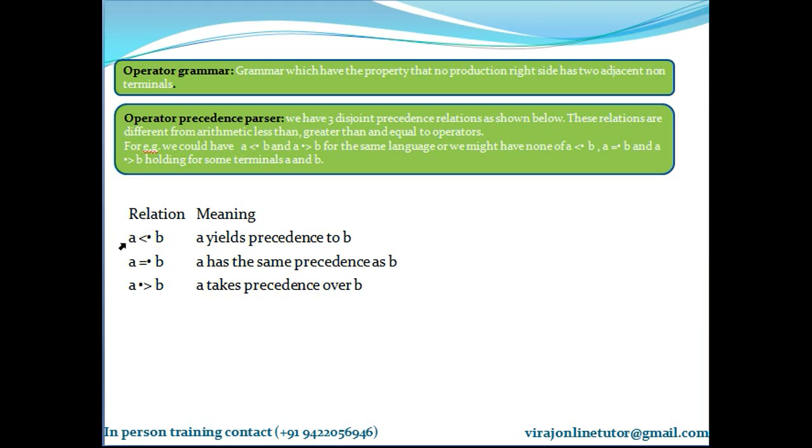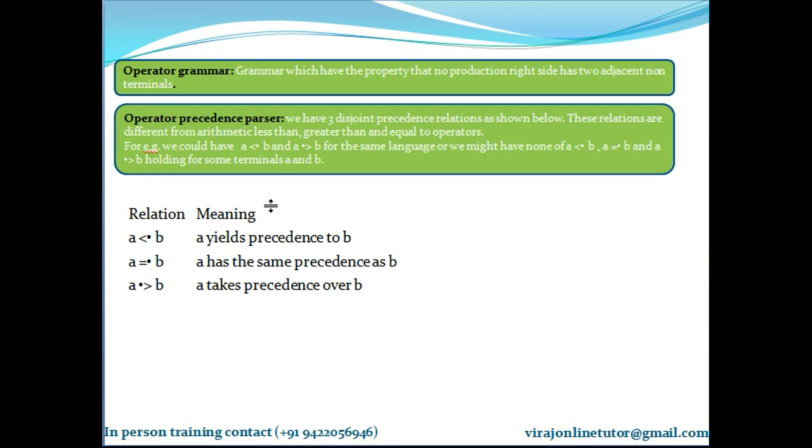That is because A can be less than related to B and B can be less than related to C here. Similarly, this A greater than B which is there is not the same as the A greater than B relational operator. You can have A greater than B and B greater than A as well. So please remember that these relations are different from the arithmetic less than, greater than and equal to operators, but look similar. So we could have A less than B and A greater than B for the same language, or we might have A less than B, A equal to B and A greater than B, all holding for the same terminals A and B.